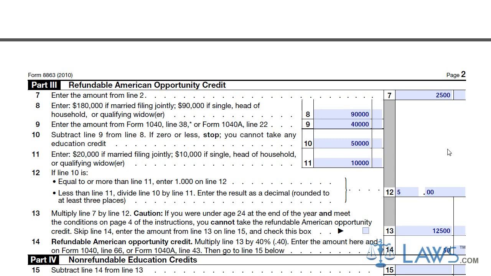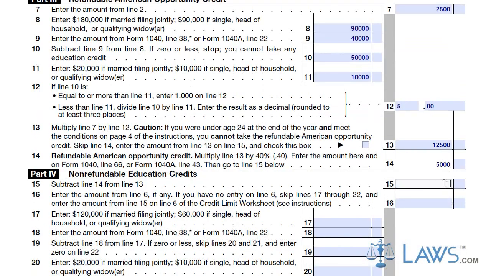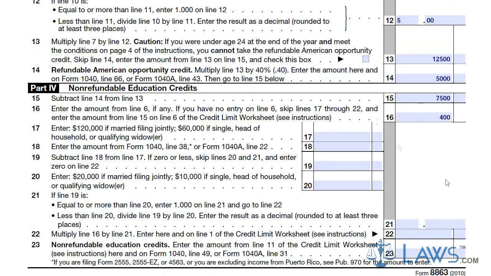In Part 4, again enter all of your tax return information as stated on each line. When completed, you must state your non-refundable education credits on line 23. This total, on line 23, is to be used on your 1040 to claim your education tax credits.